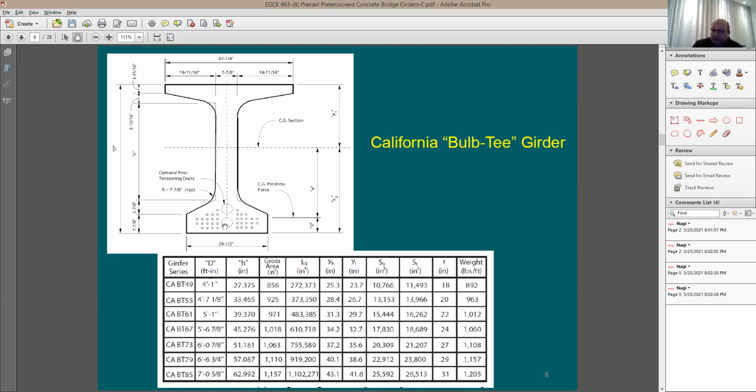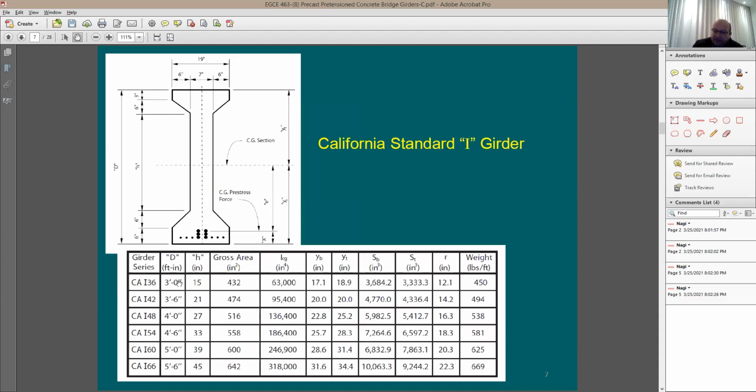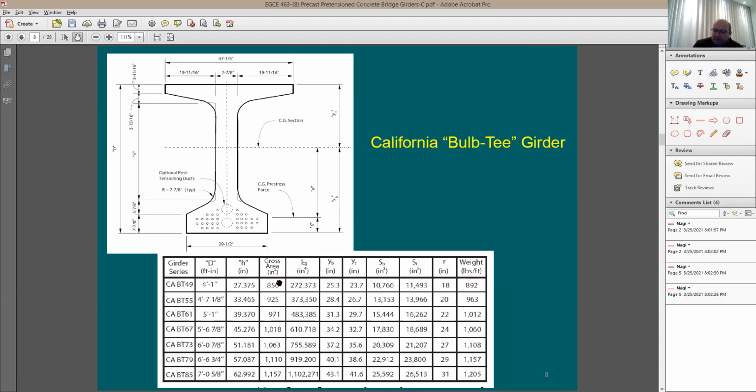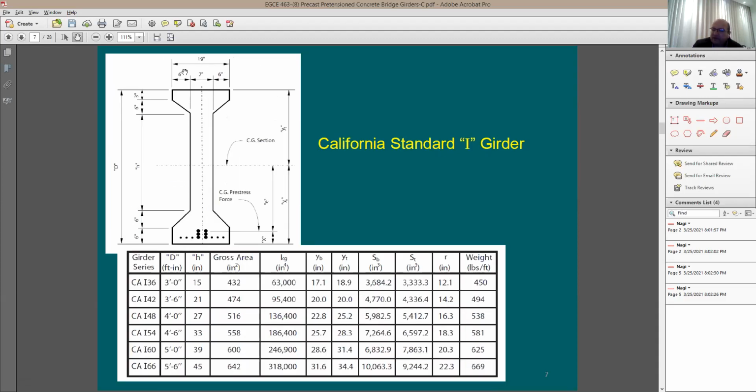And again, because it's called California bulb T, it says California, and instead of I, you have BT. And look at the depth. Depth starts at 49 and goes to 85. Look at this depth, 36, right? This is 36. It goes all the way down to 5.6. So this is a larger beam. And look at the width here, about 4 feet. Look at this width here, 19-inch.